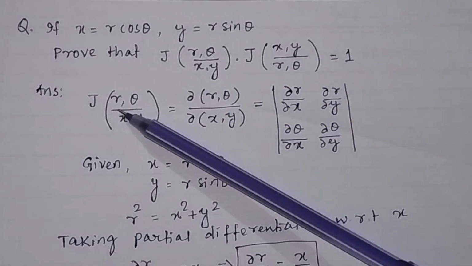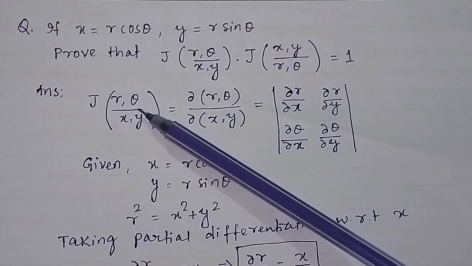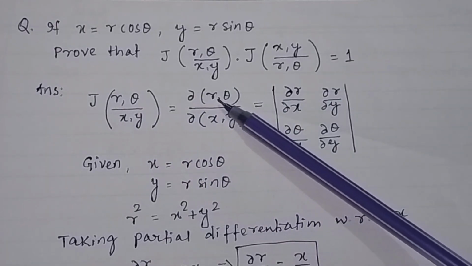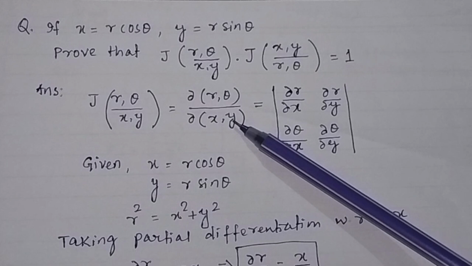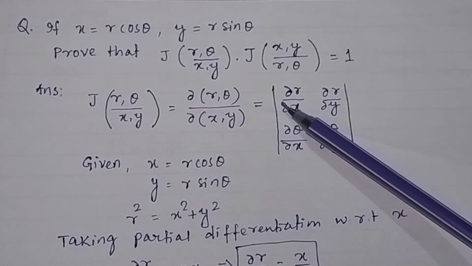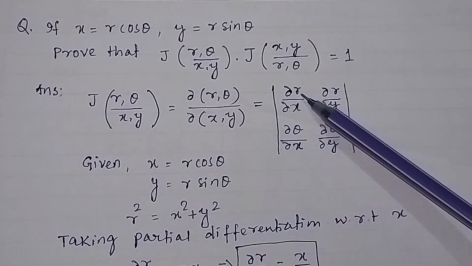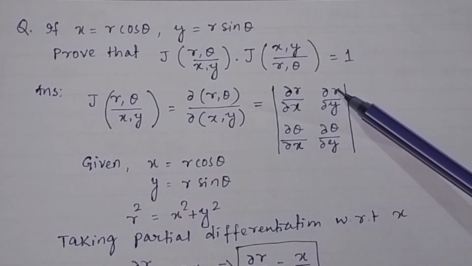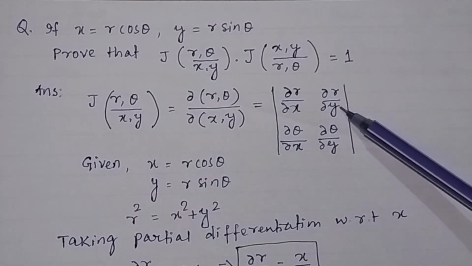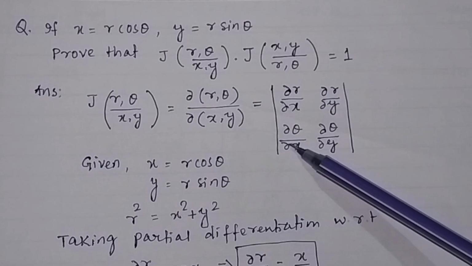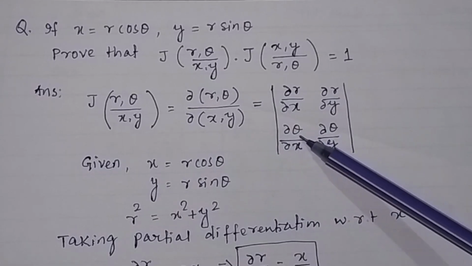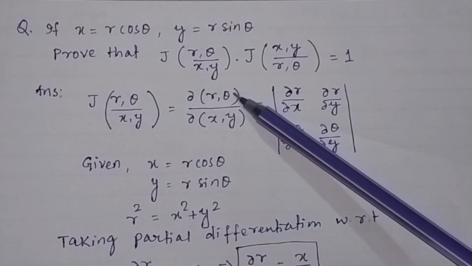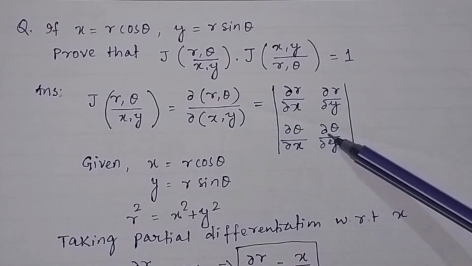From the definition of the Jacobian, we know the Jacobian of (r, theta) with respect to (x, y) is the partial derivative of (r, theta) with respect to (x, y), and in determinant form it can be written as: the first row has the partial derivative of r with respect to x and the partial derivative of r with respect to y. Similarly, in the second row, the first term is the partial derivative of theta with respect to x, then the second term is the partial derivative of theta with respect to y.